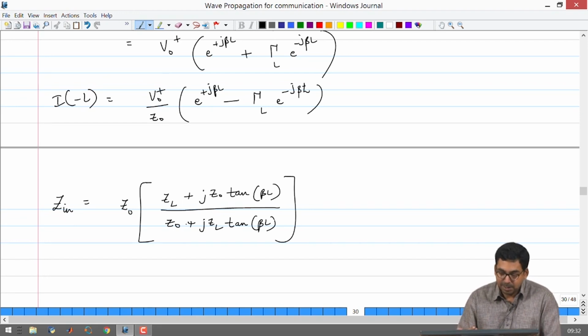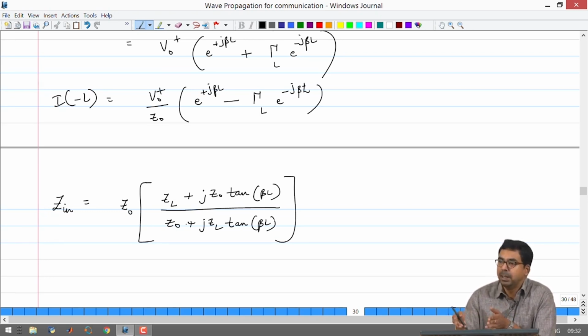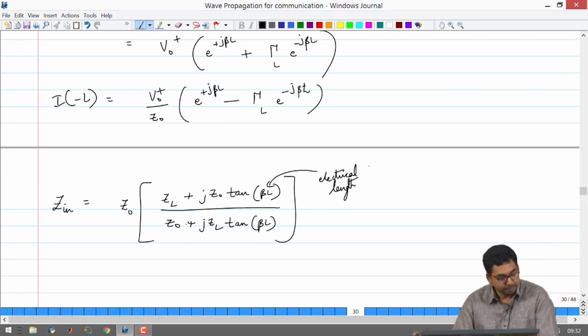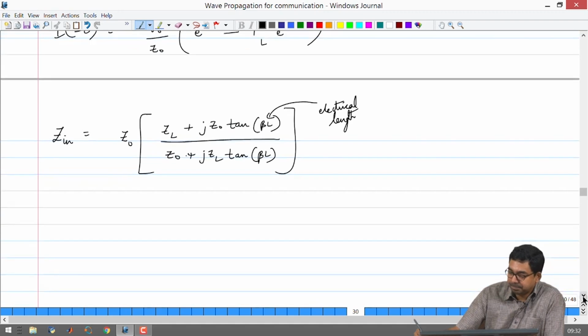So, it clearly justifies that if I take a small section of the transmission line and understand its properties from beta L equal to 0 to beta L equal to 2 pi, I would have understood what the whole transmission line can do. For this reason, the term beta L is usually known as electrical length, simply because it tells you the phase between 0 and 2 pi.